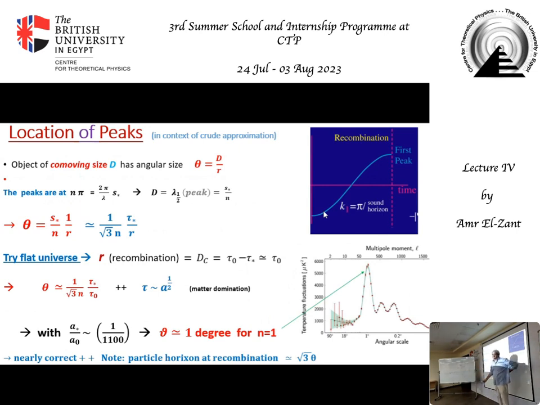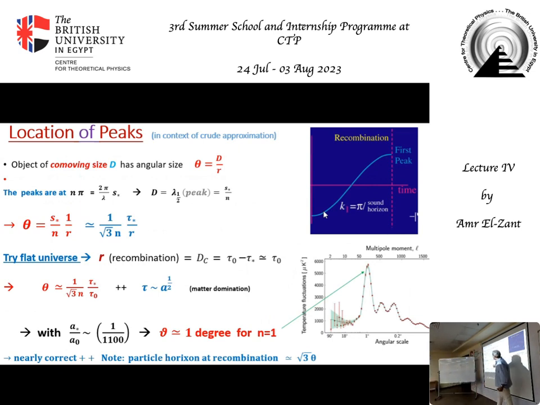For example, let's try a flat universe, meaning that r will be just the co-moving distance, equal to the conformal time. But the co-moving distance between 0 and tau star, meaning the recombination, is much smaller than between us and the recombination, because we are 14 giga years later, and this is only 400,000 years. So we can ignore tau star, and the co-moving distance will be the conformal time. The conformal time, as I told you, is really a distance. Anyway, we put it in our equation here, and we get a ratio between tau star and tau naught, meaning the conformal time at recombination and the conformal time now.